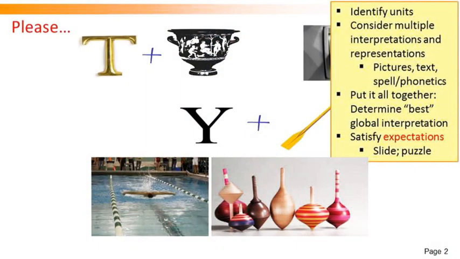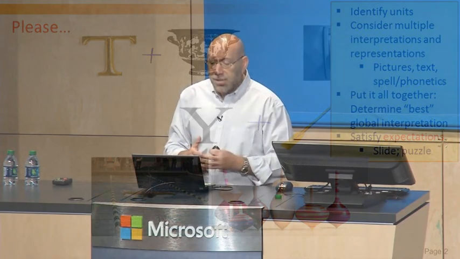And to me, this is kind of like natural language understanding. If you think about what you've done in solving this puzzle, you've done a lot of things. You identified units, you looked at multiple interpretations of each unit, because each one of these components can have multiple interpretations in different contexts. There are multiple representations here: picture, text, spelling, phonetics, and you somehow put it all together. And you put it all together in a way that makes sense, that satisfies some of your expectation for what is a coherent or sensible output.